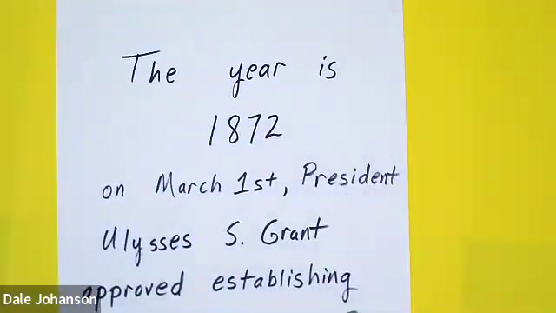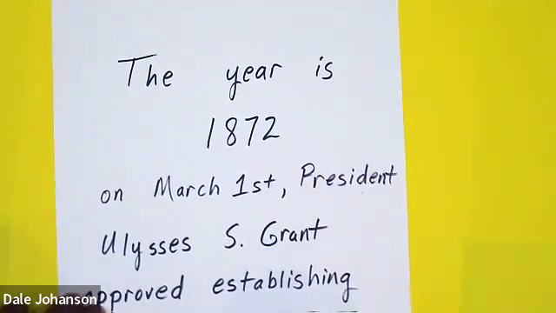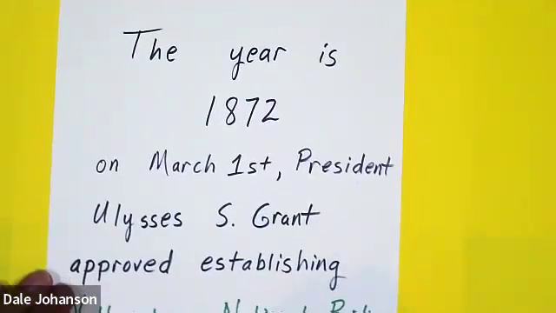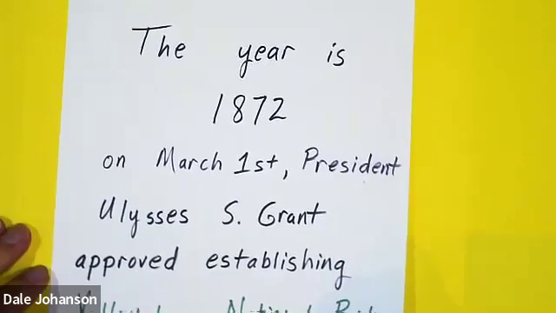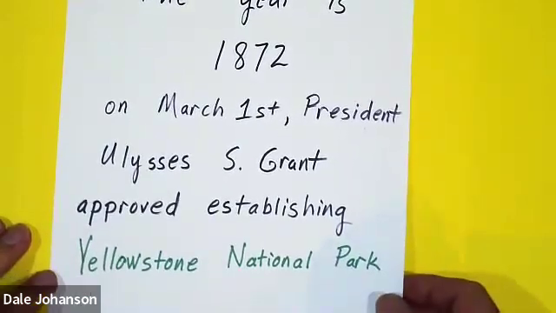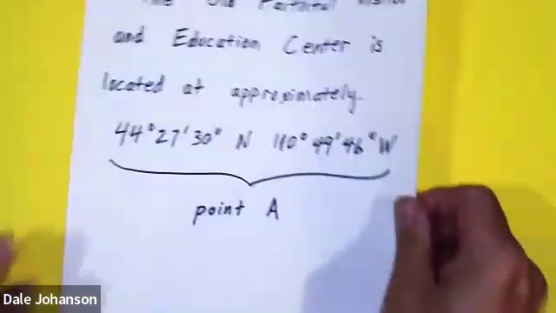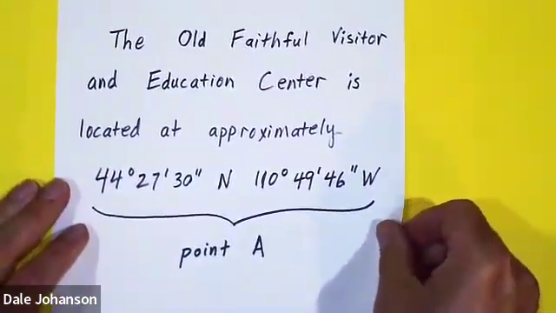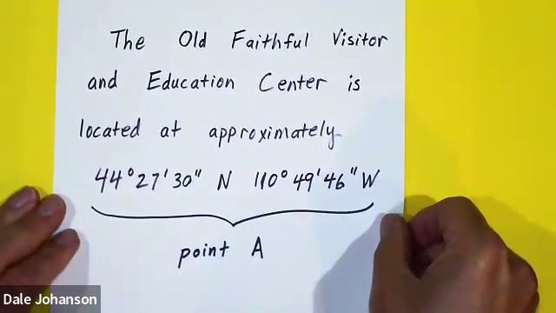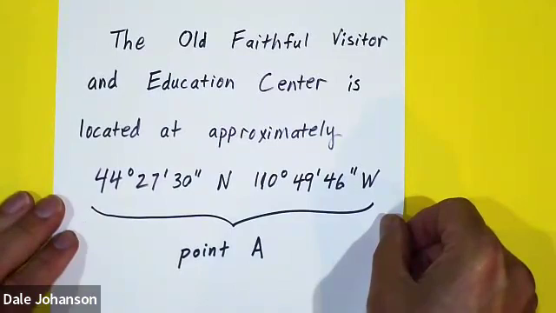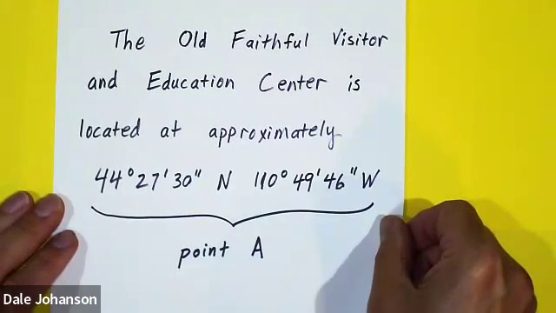The year is 1872. On March the 1st of that year, President Ulysses S. Grant approved our first national park, Yellowstone National Park. Now we're going to pick a point in that park. We're going to look at the Old Faithful Visitor Center, which is located at approximately 44 degrees, 27 minutes, 30 seconds north, 110 degrees, 49 minutes, 46 seconds west. We're going to call that point A.